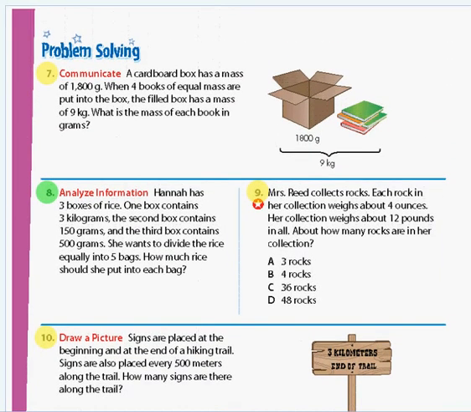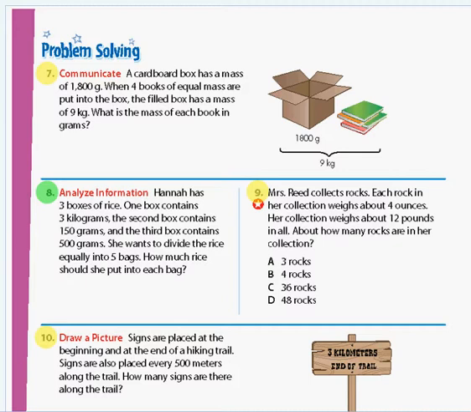Problem number 7. A cardboard box has a mass of 1,800 grams. When 4 books of equal mass are put into the box, the filled box has a mass of 9 kilograms. What is the mass of each book in grams? It has a little picture there to help you visualize it.